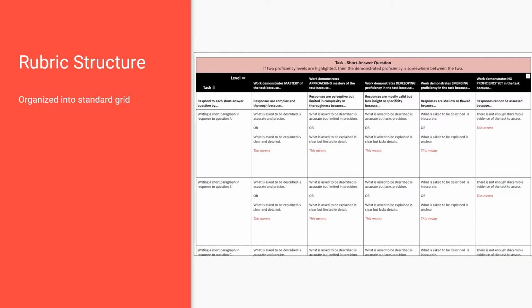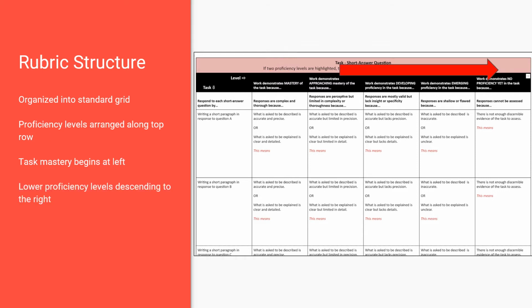Task rubrics are organized into a standard grid, with proficiency levels arranged along the top row of the grid. Task mastery begins at the left. Lower proficiency levels are arranged in descending order to the right.